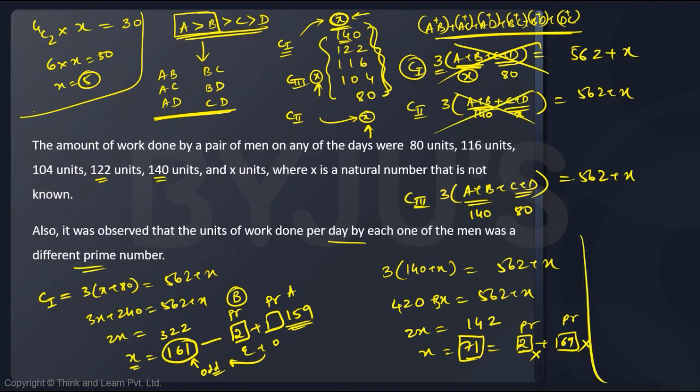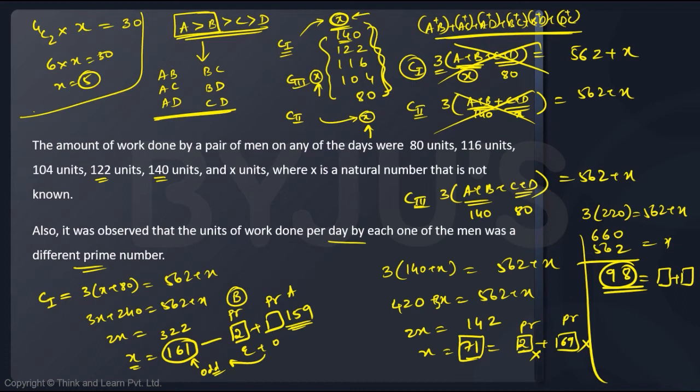Therefore, we will be left with only one case, and that case is 3 times of 220 is equal to 562 plus x. This gives you 660 minus 562 is equal to x. So how much is this? This is 660 minus 562. This is 98. And you can clearly see 98 is an even number. It could clearly be the sum of two prime numbers. So this is the only valid case.